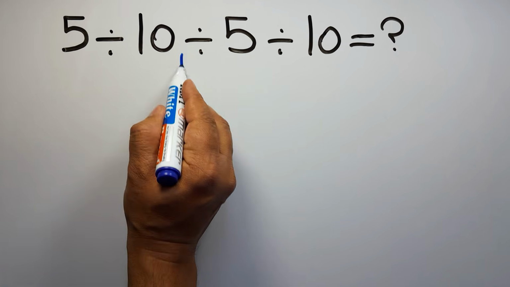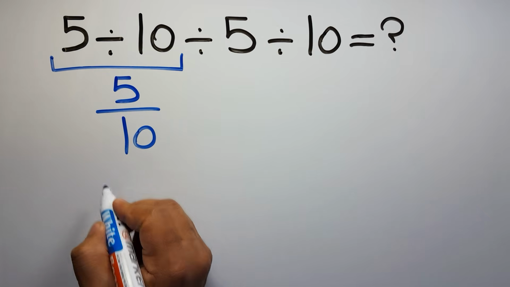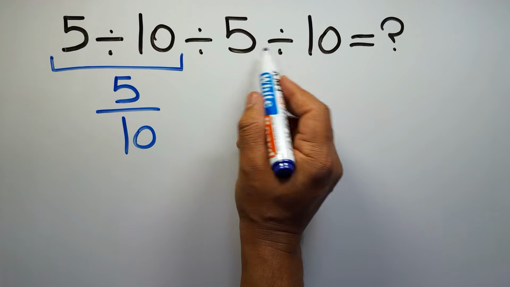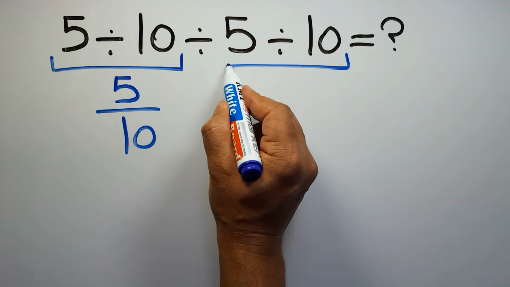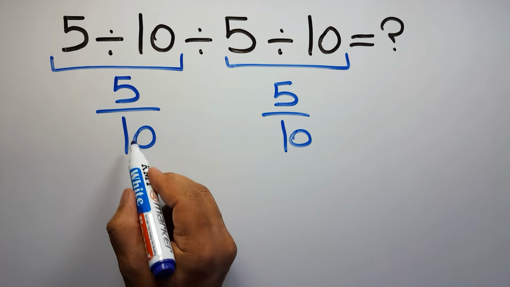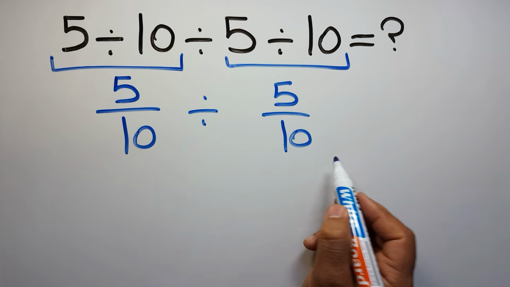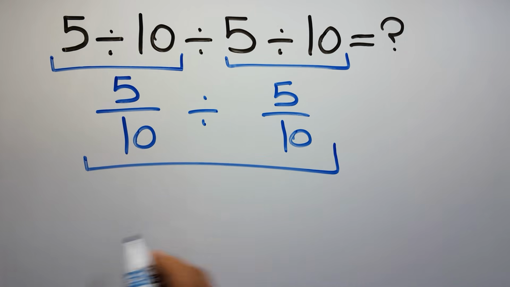5 divided by 10 can be written as 5 over 10. And again here we have 5 divided by 10. So 5 divided by 10 divided by 5 divided by 10 is just 1. But this answer is not correct.